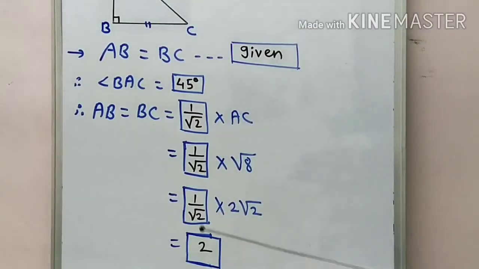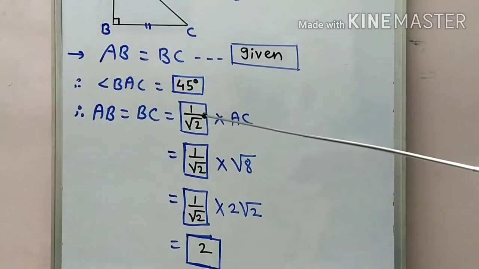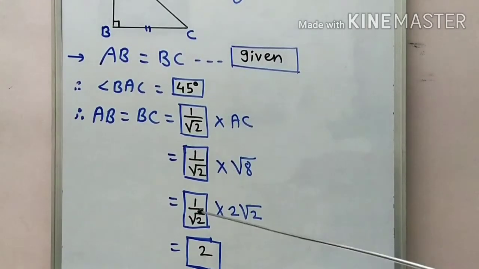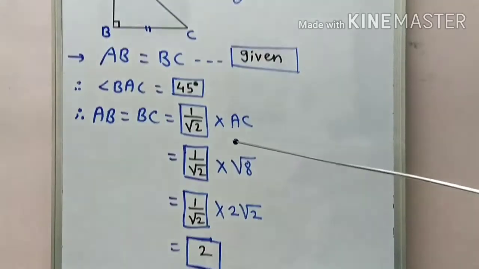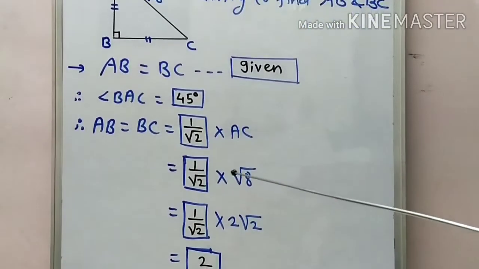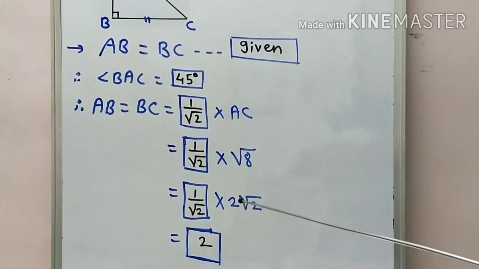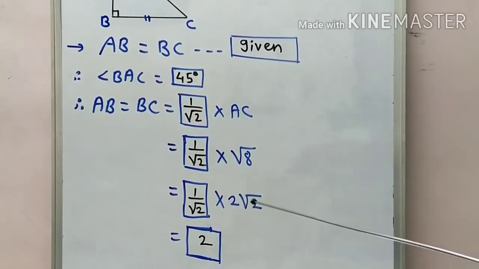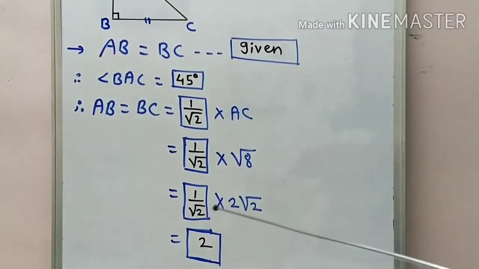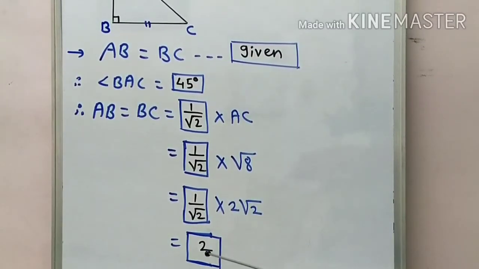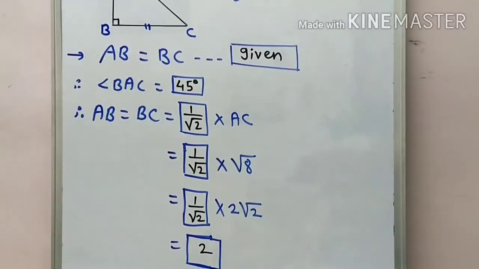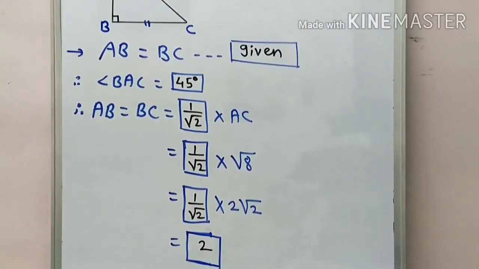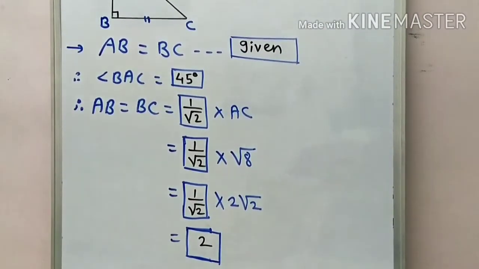Understood? Here we substitute that value as 1 upon root 2. Then we substitute AC as root 8, as it is given. Factorize it as 4 into 2, so the simplest form is 2 root 2, and hence the root 2 is eliminated, remaining only 2, meaning AB equal to BC equal to 2. Okay, so for 2 marks, that is the activity asked in the exam.